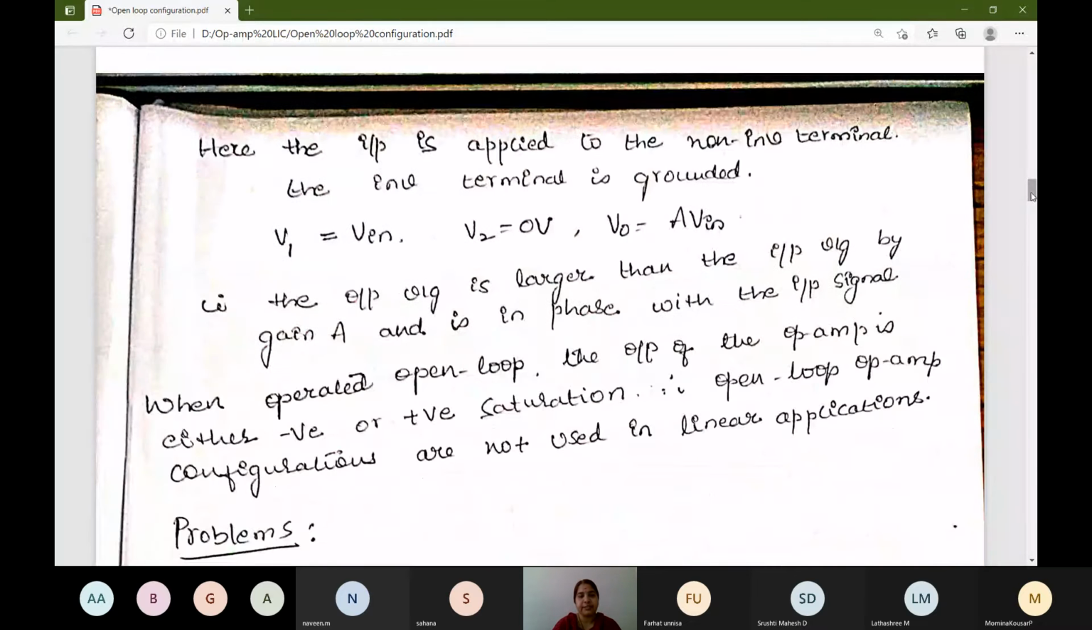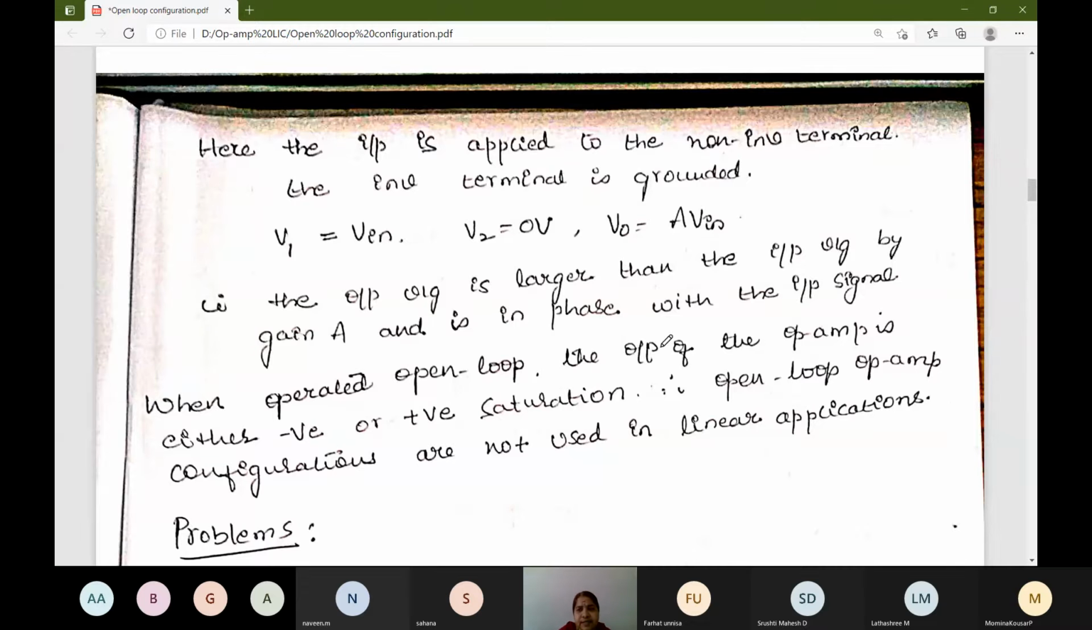The output voltage is larger than the input voltage by a gain A and is in phase with the input signal. How much the amplification is done depends upon this gain A. When operated in open loop, the output of the op-amp is either in negative or positive saturation. Therefore, open loop op-amp configurations are not used in linear applications. I will explain this with the help of an example, then you will understand what we mean by saturation.